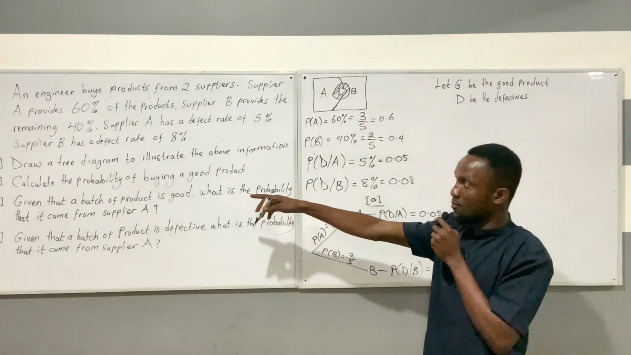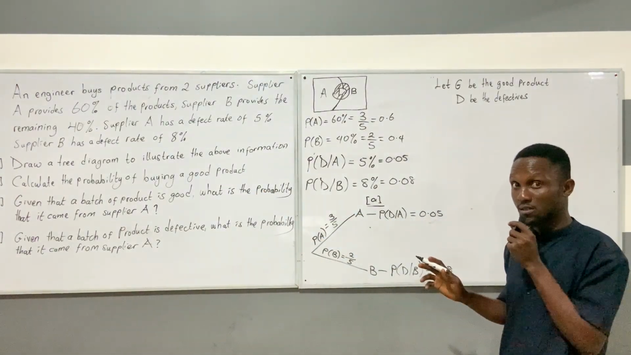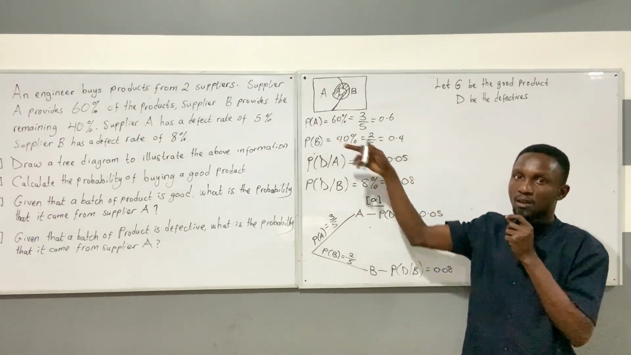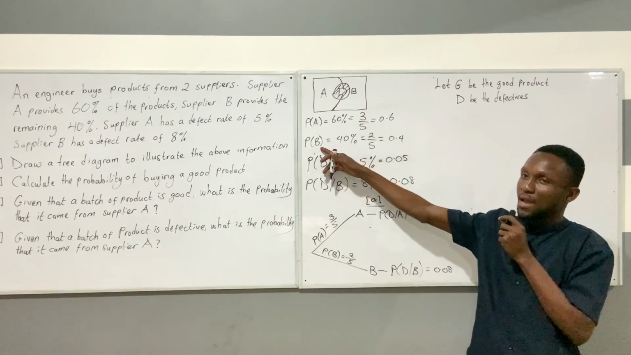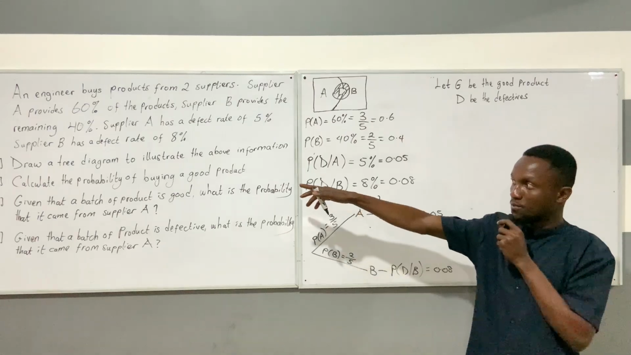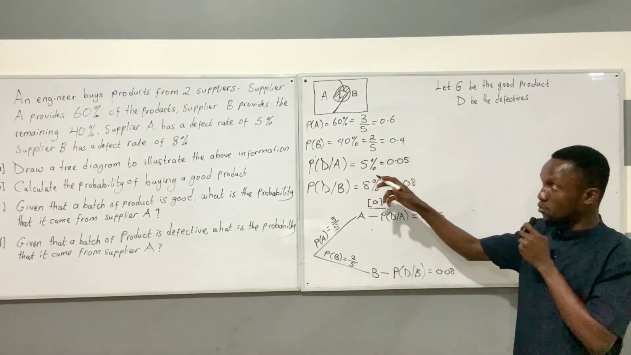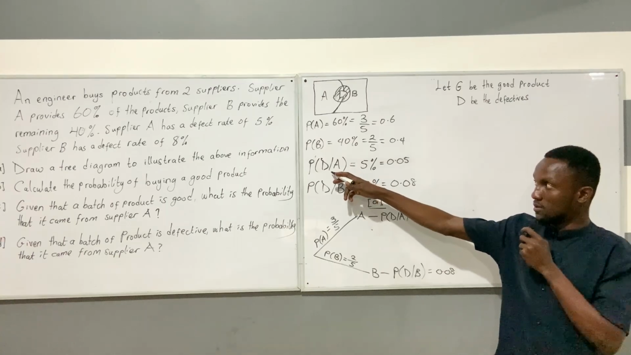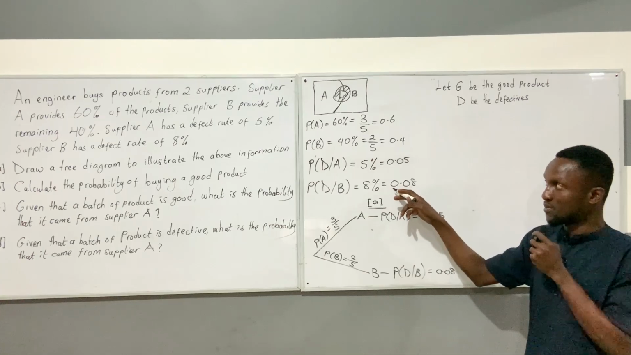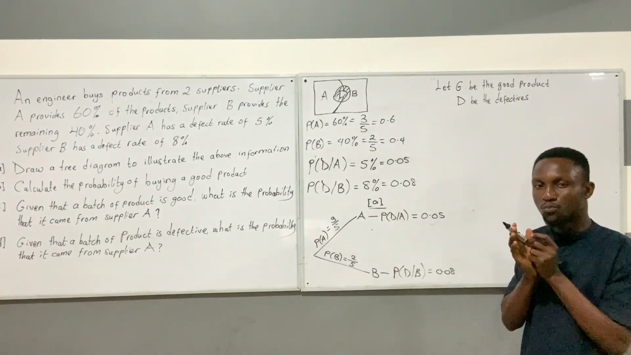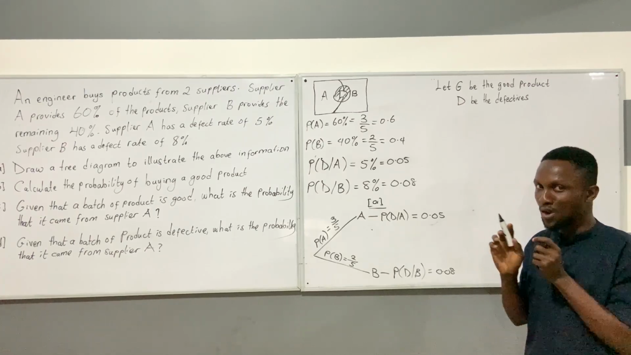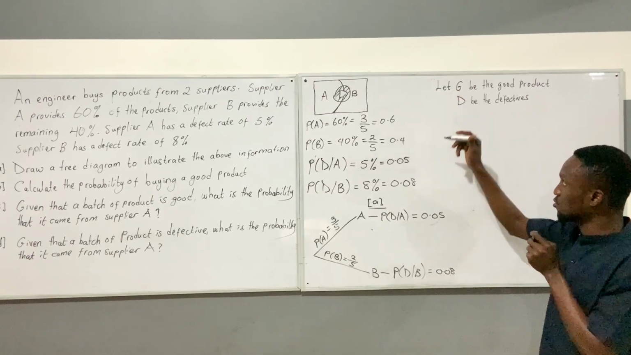Now to calculate the probability of buying a good product is very simple. The only thing you need to do is to find the probability of good product from supplier A and also find the probability of good product from supplier B, and then sum up the results. From that we can find the probability of buying a good product. The question has already given us the defectives: supplier A brought a defective of 5%, supplier B brought a defective of 8%. Now we know that the probability of good product and the probability of defective product should give us 1. So it is easy for us to find the probability of good product. So how do we find it?